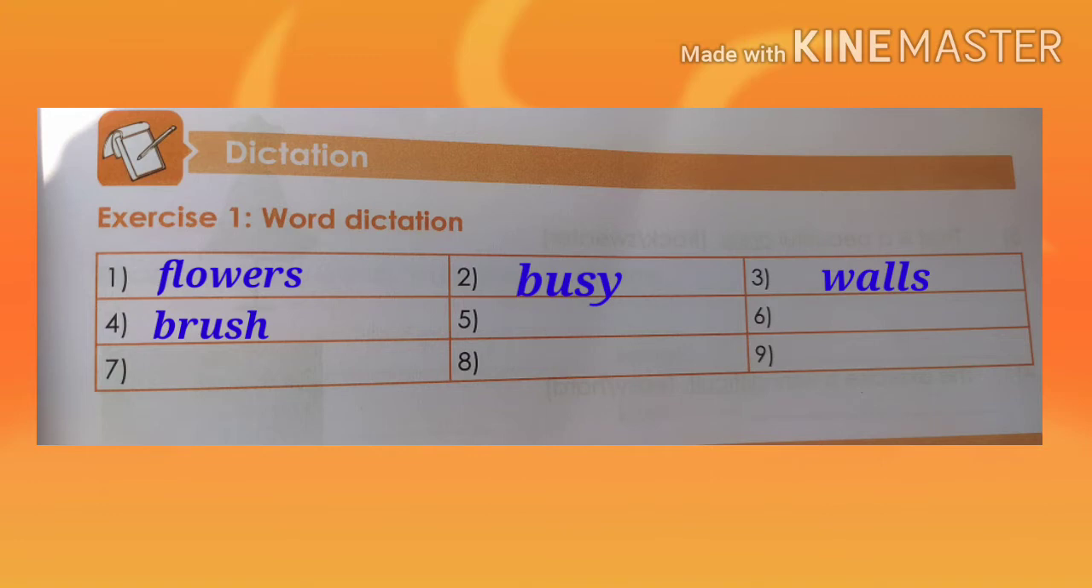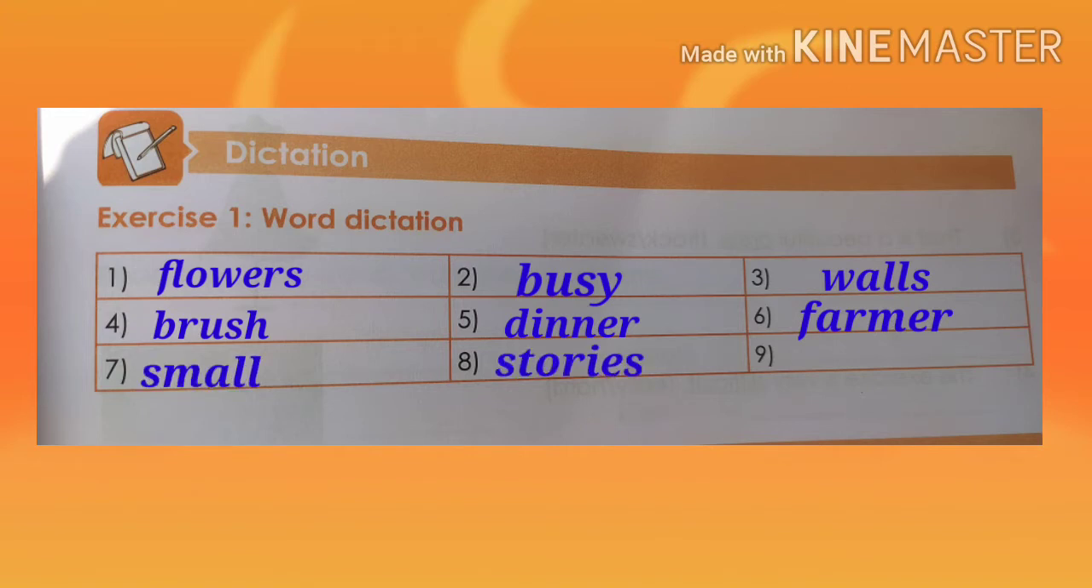Then fifth word is dinner. Then sixth word is farmer. Then seventh word is small. Then eighth word is stories. And last ninth word is clean.